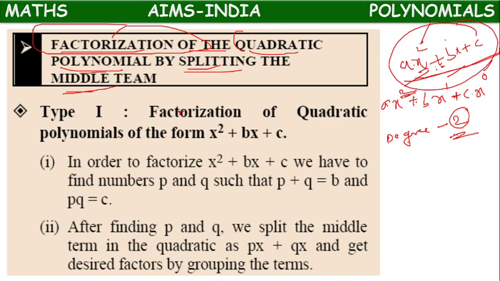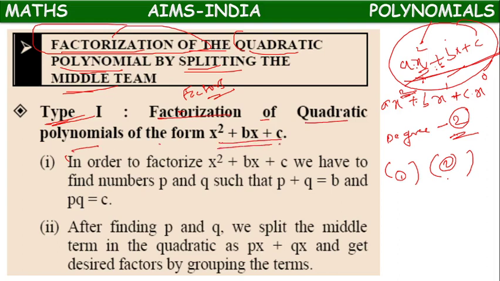For this quadratic polynomial, we are going to find factors, which means we are going to write the quadratic polynomial as a product of factors: factor 1, factor 2. That we are going to learn today. So here, type 1: factorization of quadratic polynomials of the form x square plus bx plus c.